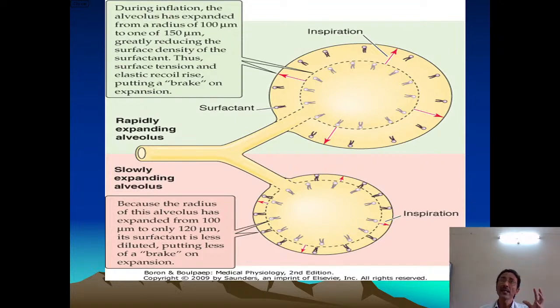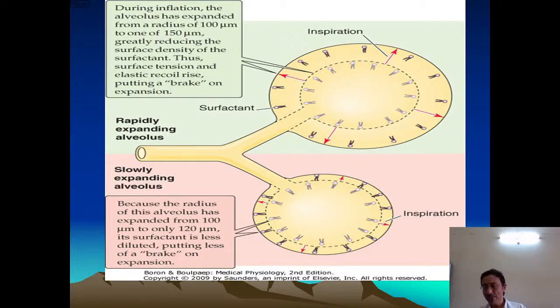Therefore, when the lung volume is high, the role of surfactant is less because the pressure is less. When it is collapsed, the volume is less, the pressure is more, so the surfactant role in overcoming the work of breathing is more at low lung volumes than at high lung volumes.